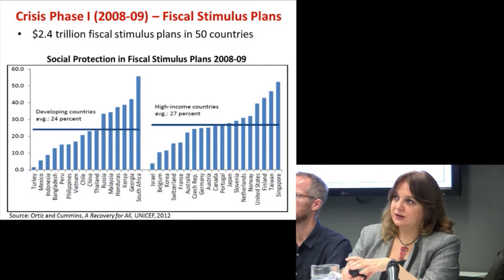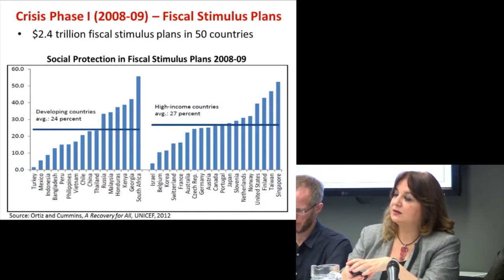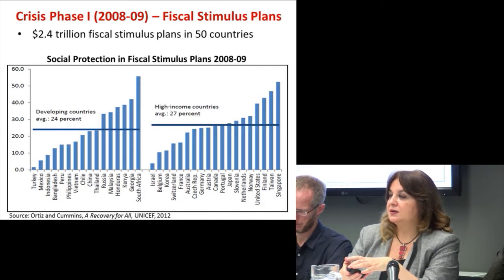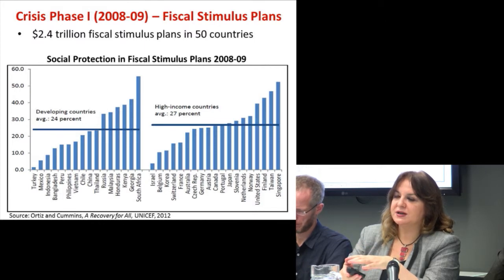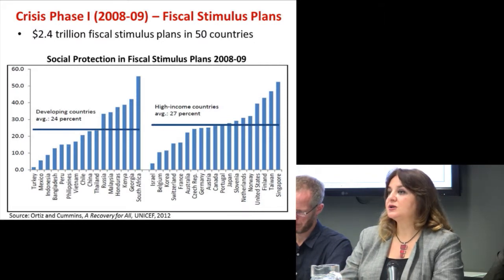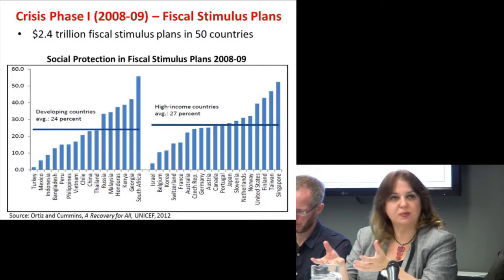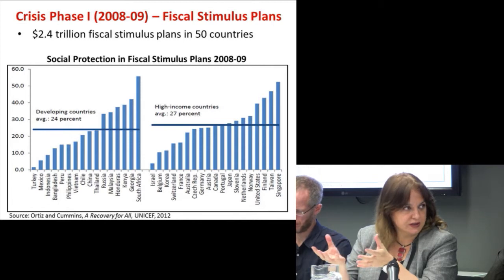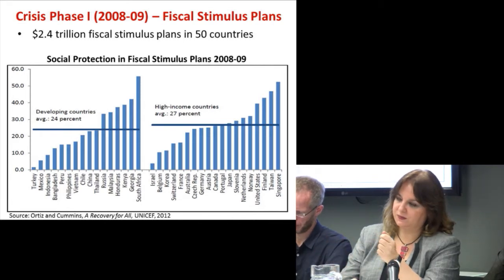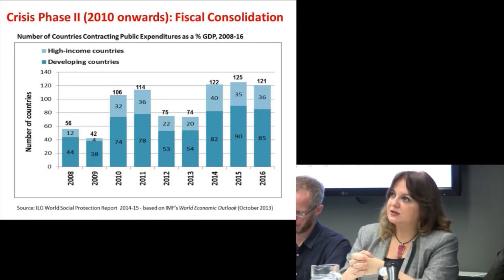Now, in the first phase of the crisis, which was 2008 and 2009, it was fiscal stimulus plans. And in a study we did estimating about 50 countries, we estimate that about 25% of all fiscal stimulus plans was invested in social protection. So globally at the time, despite the negative impacts of the crisis in terms of employment, populations were more or less protected because of the use of a significant amount of the fiscal stimulus plans. But the problem appears in 2010.